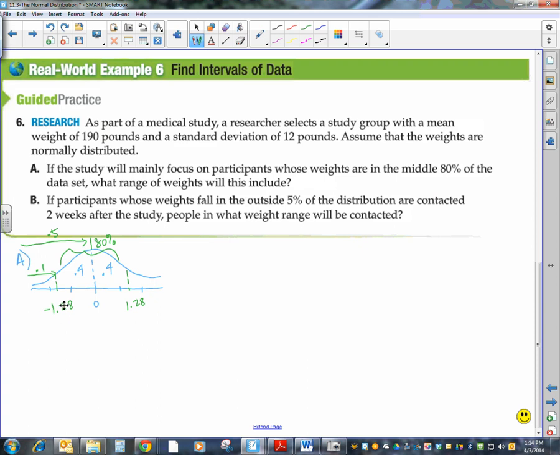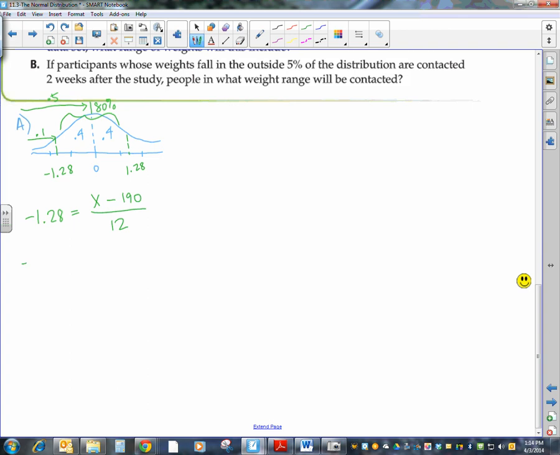But that is the z value, and they want to know what the weights are. So I'm going to use that formula. Negative 1.28 is my z value. What is the data value? So x minus the mean of 190 over the standard deviation of 12. Again, multiply by 12, so I'm going to have negative 15.38 equals x minus 190. And so x will equal 174.62.